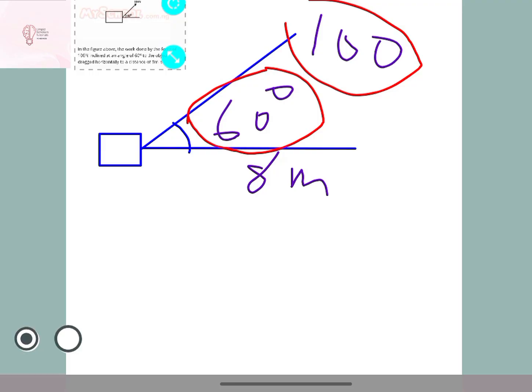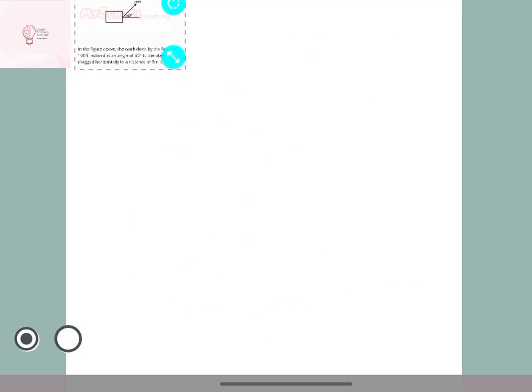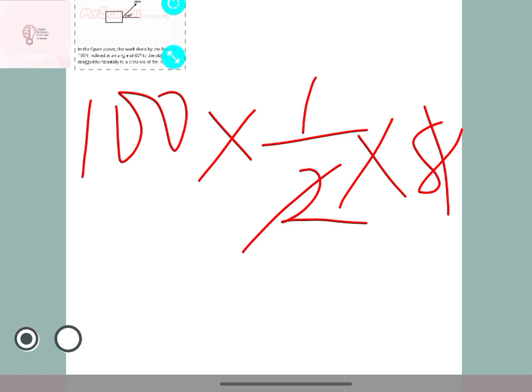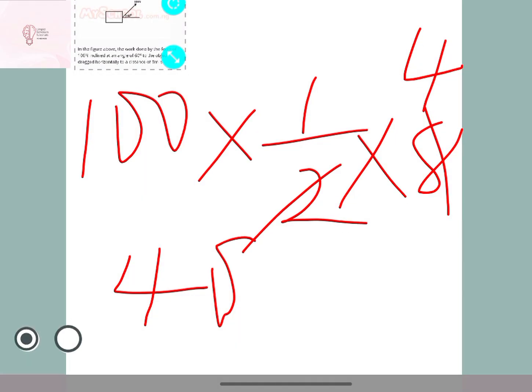Your work done is going to be what? 100 times cos 60 times your 8. Are we there? So what is your cos 60? This is going to be 100 times 1 all over 2 times 8. These two will cancel this 8. We are now left with 4, right? Yes, 4 times 100 is going to give us what? 400 joule.